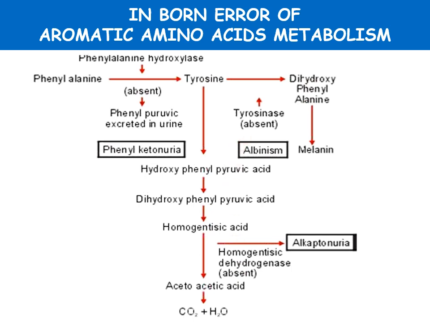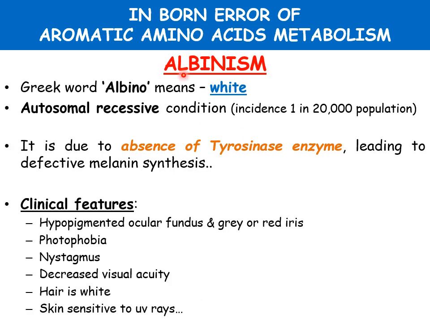The third major inborn error of amino acid metabolism is albinism. Albino means white, and it is an autosomal recessive condition. The incidence rate is 1 in 20,000 population. It is mainly due to absence of the tyrosinase enzyme that is responsible for melanin synthesis from tyrosine.